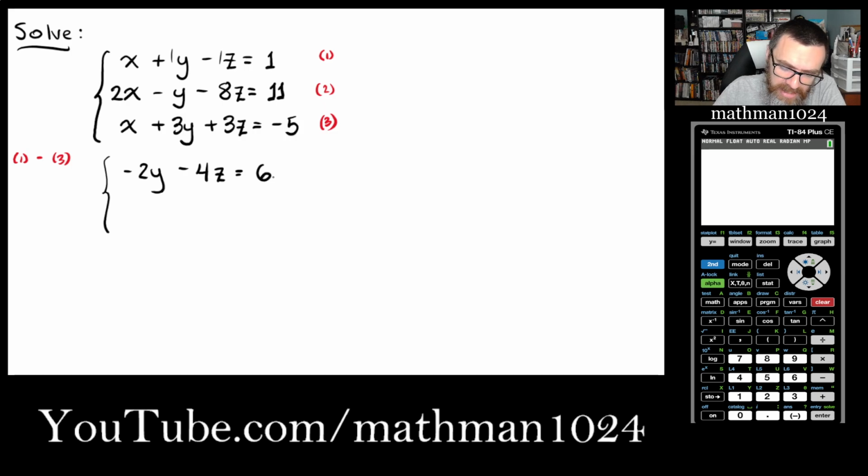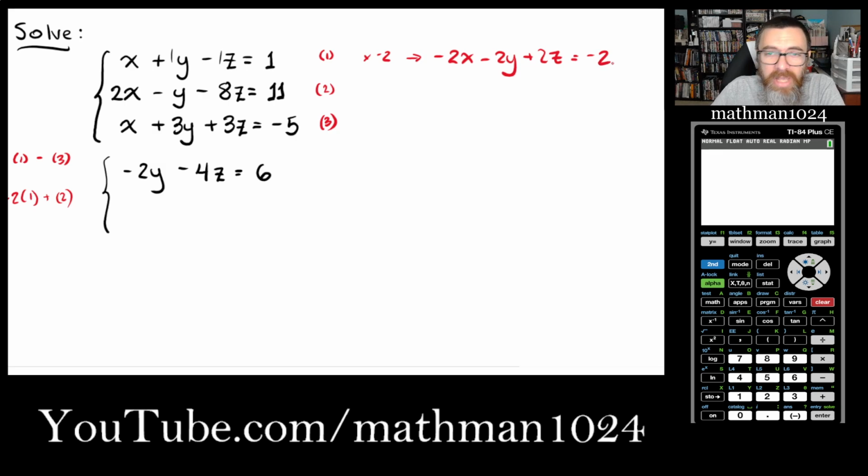Now, I need to get another x to cancel. So here's what I'm going to do. If I multiply the first equation times a negative 2, and then I add that to the second equation, that should be enough to get my x's to go away. So just keep in mind that if I multiply this guy times negative 2, you would have negative 2x minus 2y plus 2z equals negative 2. And so that's what I want to combine with the second equation.